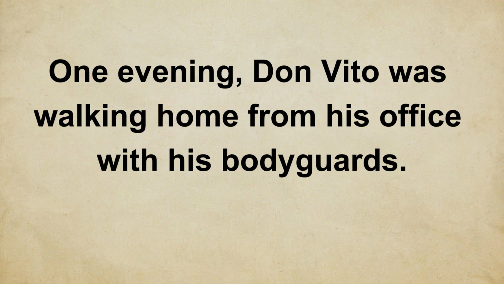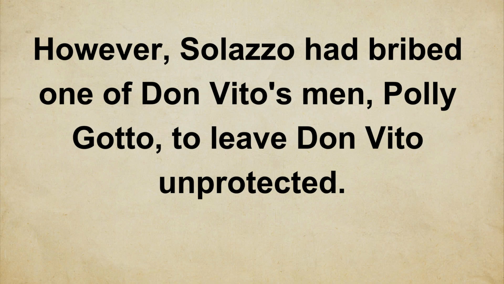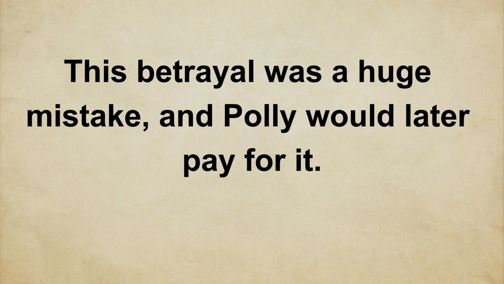One evening, Don Vito was walking home from his office with his bodyguards. He was careful and usually had men around him to protect him. However, Sollazzo had bribed one of Don Vito's men, Paulie, to leave Don Vito unprotected. This betrayal was a huge mistake, and Paulie would later pay for it.